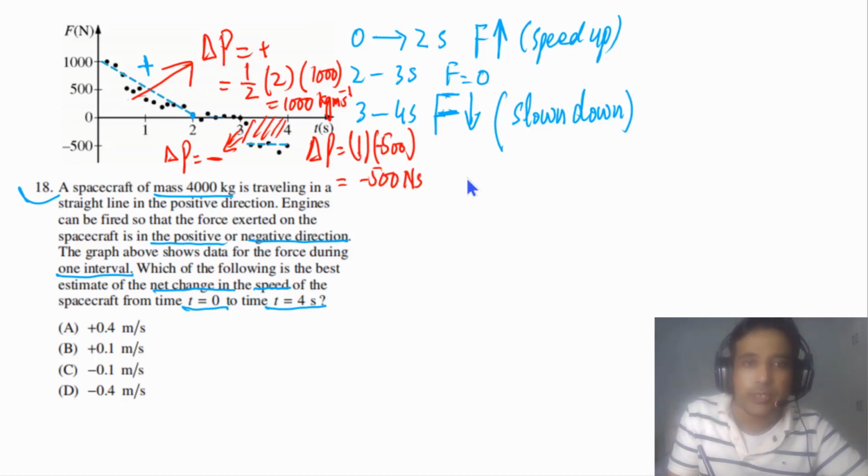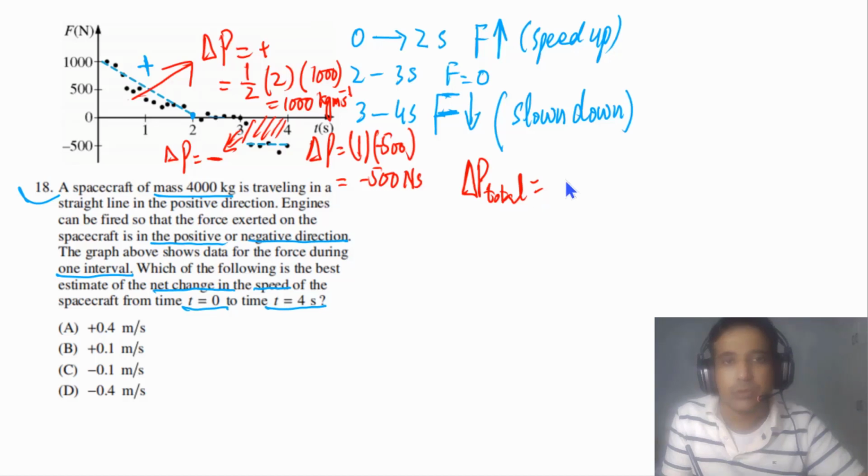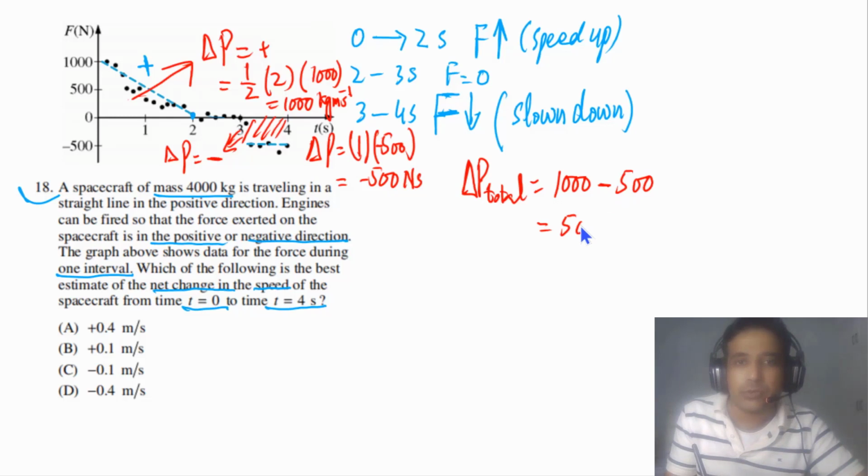So we need to calculate total change in momentum. So we can say delta P total. Delta P total in this case will be equal to 1000 plus this is minus, then this become minus, so we have minus 500. So we will get total change in momentum. This is equal to 500 newton seconds. So this is total change.